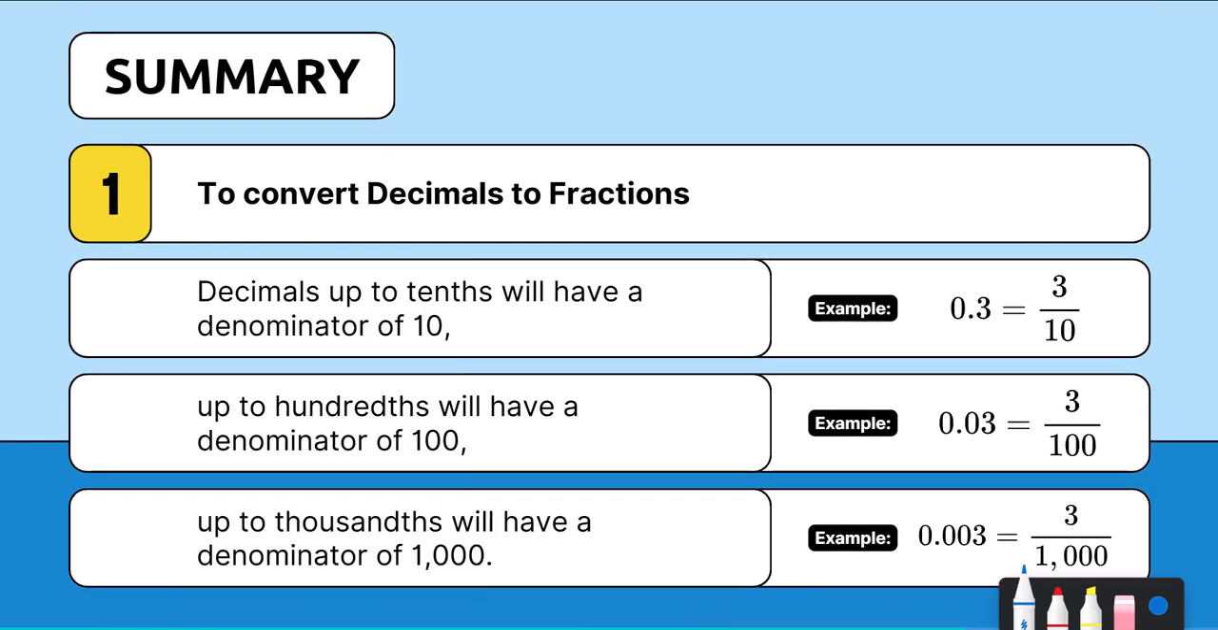Now to convert decimals to fractions, you will have a denominator of 10. For example, 0.3 will be converted into 3 upon 10 as a fraction. 0.03 will be written as 3 upon 100, as you have two numbers after the decimal and there are two zeros in the denominator. Similarly, for 0.003, the denominator will be 1000 because you have three numbers after the decimal, as you have three zeros in 1000. So the fractional value of 0.003 will be 3 upon 1000.